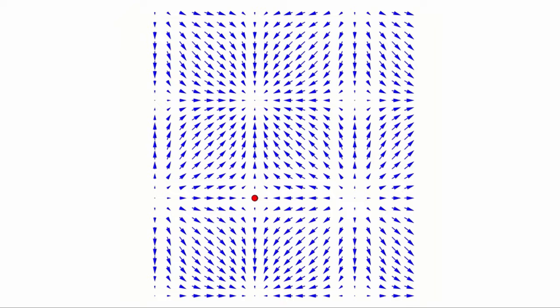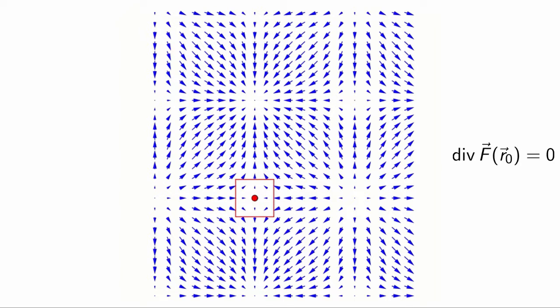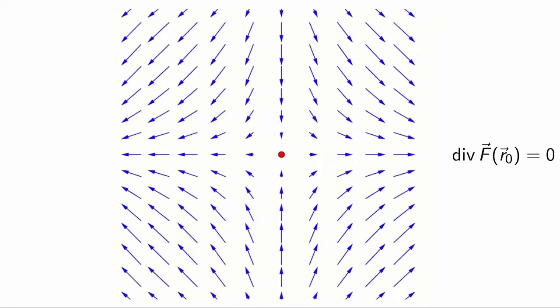This one is interesting. What is the divergence at this point in the field? Pause the video. The divergence at this point is 0. Some arrows flow in and others flow out, but in equal amounts. The divergence at this point in the field is also 0 for the same reason.